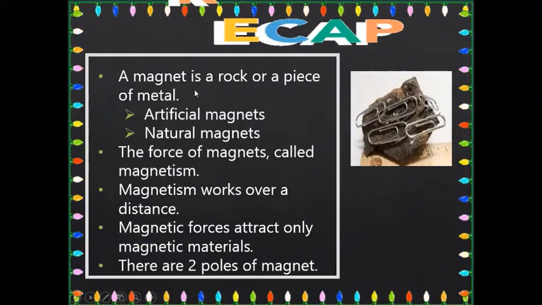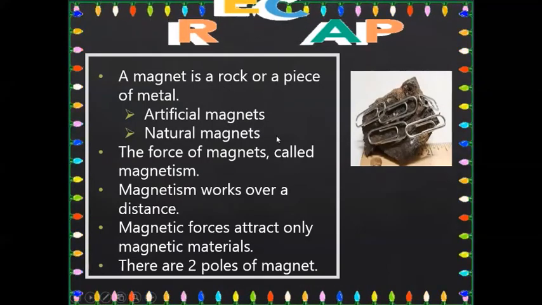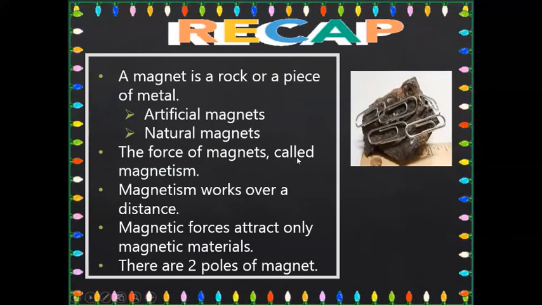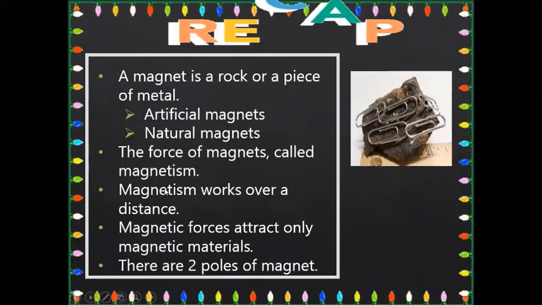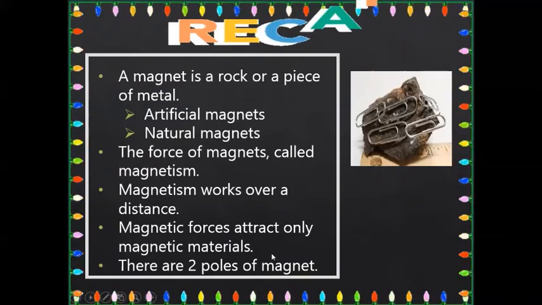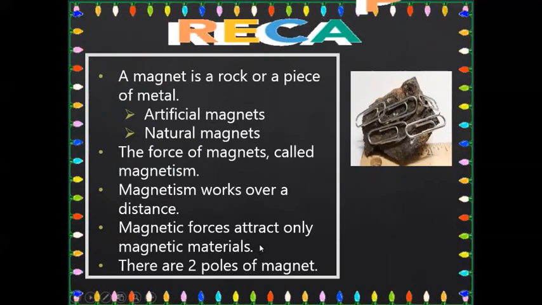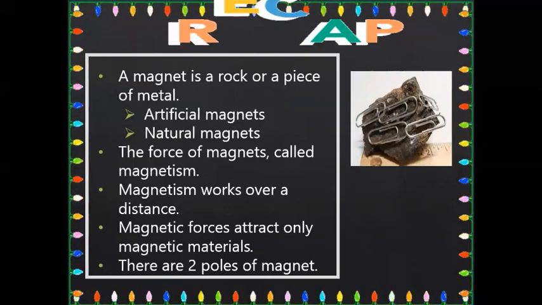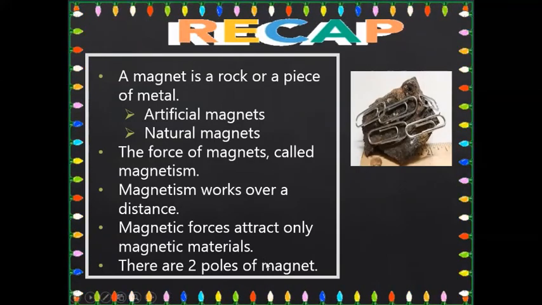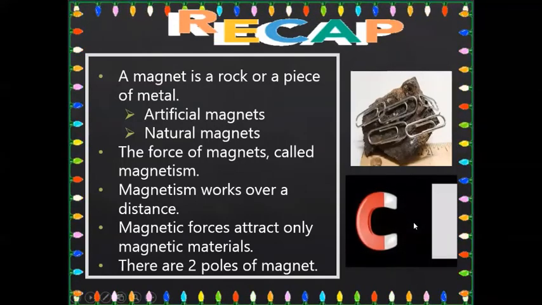Now what we have learned in this lesson, the important parts are: a magnet is a rock or a piece of metal. Artificial magnets and natural magnets are found. The force of the magnets is called magnetism. Magnetism works over a distance. Magnetic forces attract only magnetic materials. They cannot attract non-magnetic materials like plastic and wood. There are two poles of a magnet, that is north and south pole.